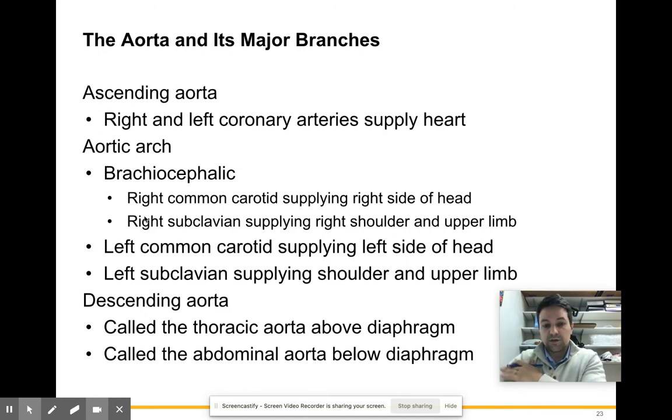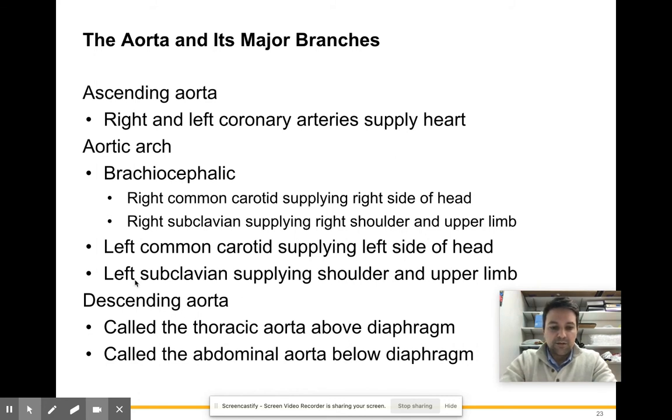That's on one side. On the other side, we have our left common carotid artery, which feeds the left side of our head, and our left subclavian, which supplies the shoulder and upper limb of the left arm. And I'm going to show you pictures of this. So I'm talking fast, I'm saying a lot of things. I'll show you pictures of all this.